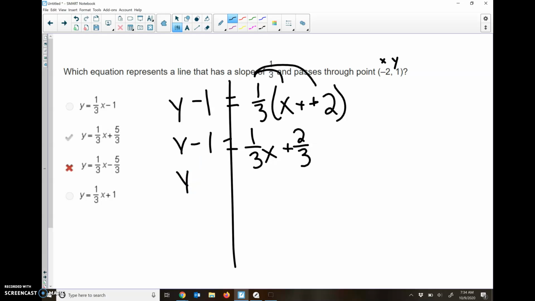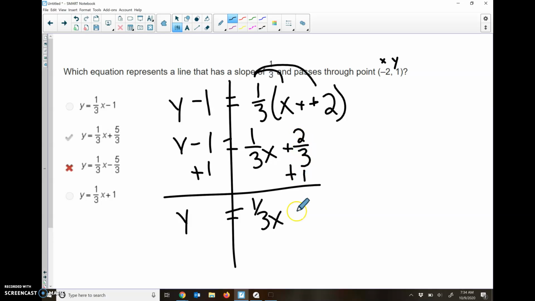So I'm going to end up adding 1 to both sides. Adding 1, I get y equals 1/3 x, and then 2/3 plus 1 is 5/3. So I end up getting option B there.